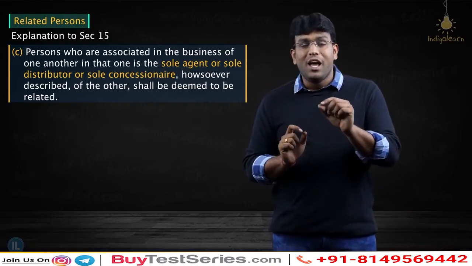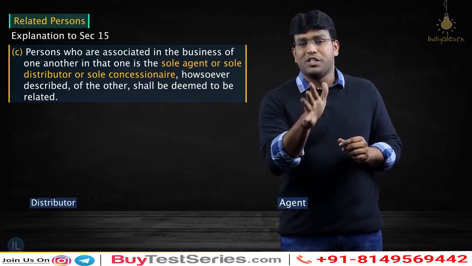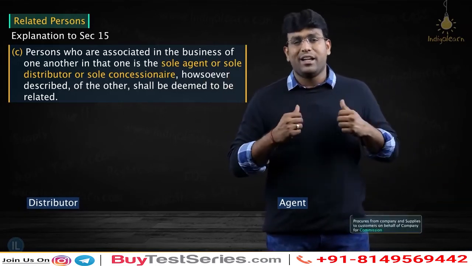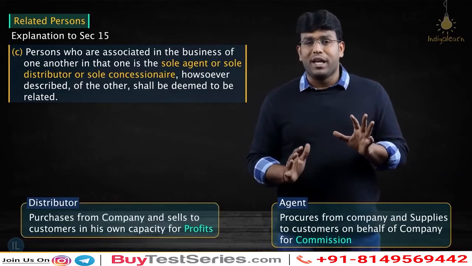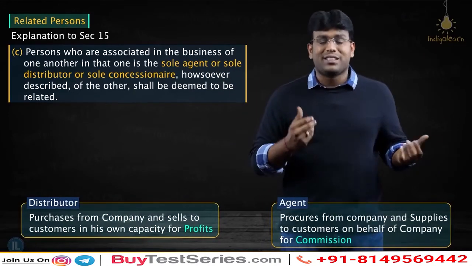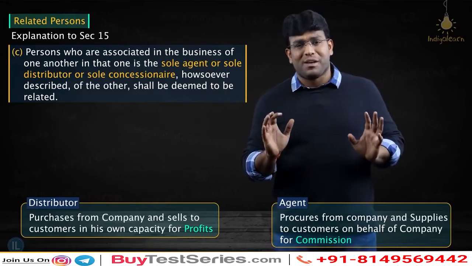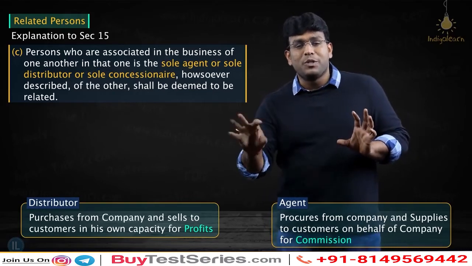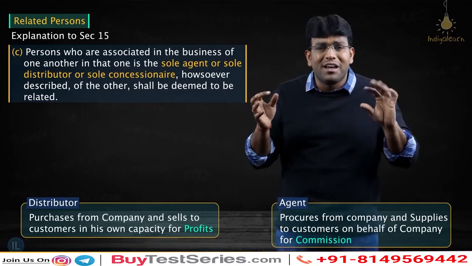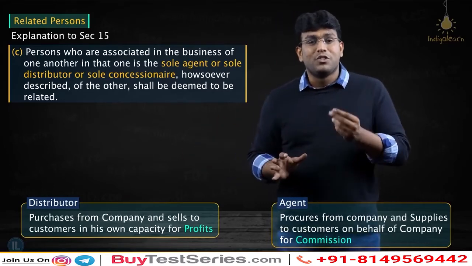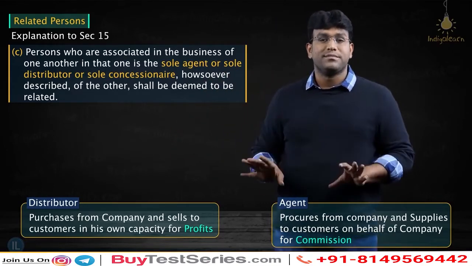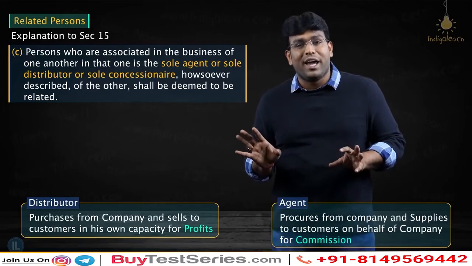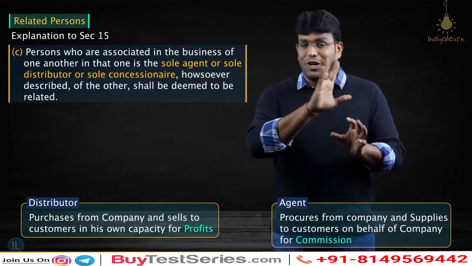There is a small difference between working as an agent and working as a sole distributor. An agent is somebody who procures the goods and supplies them and gets commission. A distributor is somebody who is buying and selling. In other words, there is inward supply and outward supply. In simple language, friend, agent makes commission. Distributor makes profit. So law told that even a sole distributor or a sole agent is also called a related person. That's what law has told.